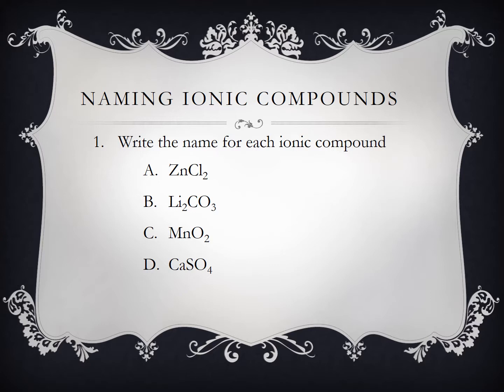Now write the name. The name is just like the reverse. You just have to remember that if it's a transition metal, it is going to have a Roman numeral unless it is zinc, cadmium, or silver. So in ZnCl2, it's zinc and chlorine. Zinc is always +2, so you don't need the Roman numeral. So it's just zinc chloride.